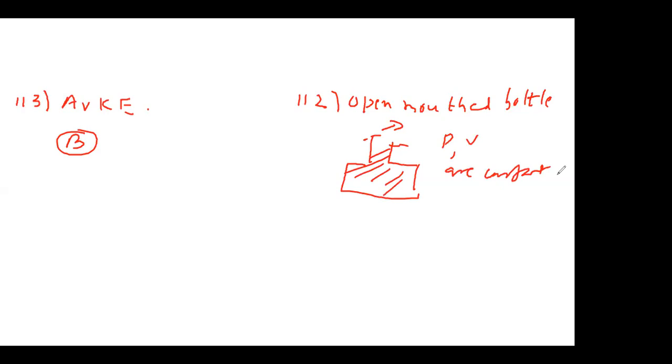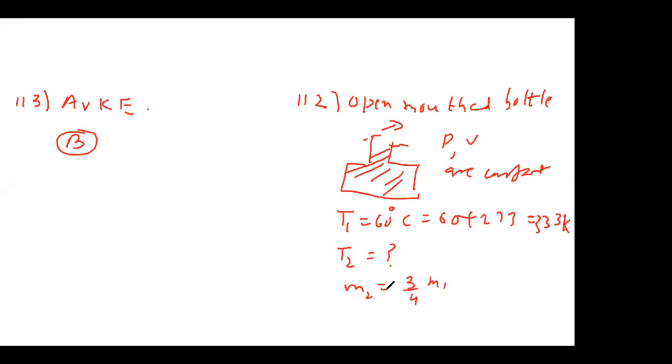An open mouth bottle contains gas at 60 degrees Celsius. That will become 60 plus 273, which is equal to 333 Kelvin. To what temperature should the gas be heated so that 1/4 of gas may leave? If 1/4 is leaving, what is left? 3/4, na? 3/4 left.